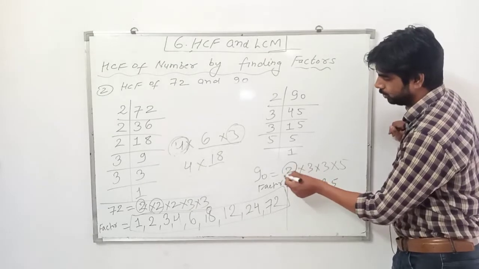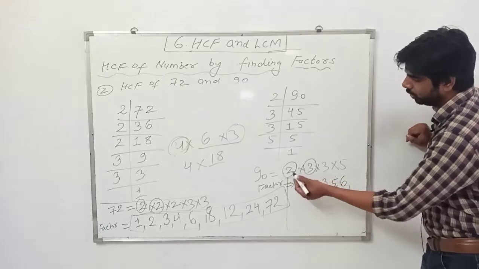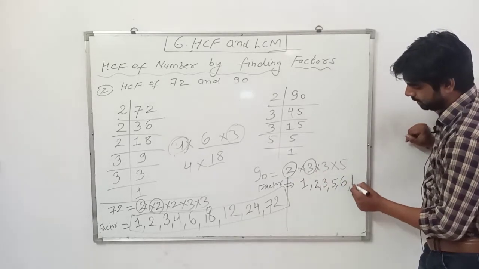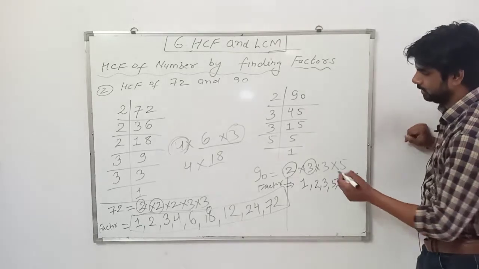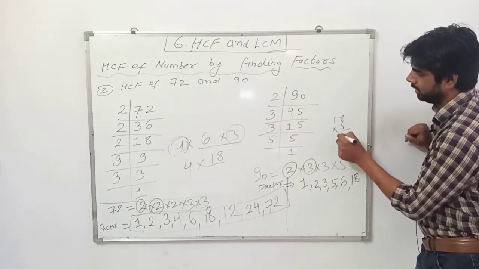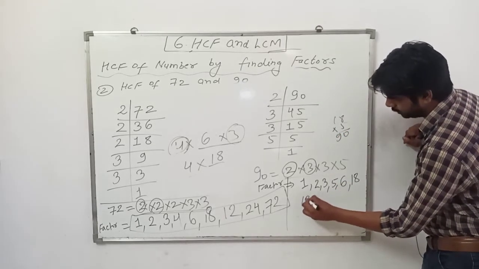Means 2 into 3 is equal to 6. So 6 is also a factor. 2 into 3 is 6, 6 into 3 is 18. That means 18 is also a factor. 2 into 3 is 6, 6 into 3 is 18, and 18 into 5 is 90. That means 18 is also a factor.